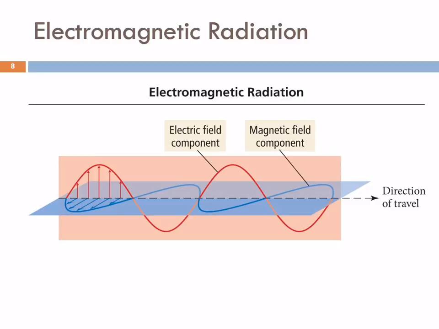So here is an illustration of electromagnetic radiation. Here we have the electric field component and the magnetic field component. Do we need to know the speed of light? You do not have to have the speed of light memorized, no. But it's one of those things that we tend to use and end up remembering. So here the electromagnetic radiation is traveling in this direction. The electric field is oscillating in one plane, and the magnetic field is oscillating in a perpendicular plane.